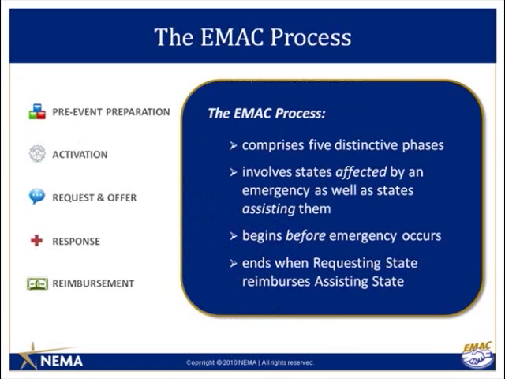Okay, let's shift our attention now to how the EMAC process works. The EMAC process is comprised of five distinct phases. The process involves states affected by the emergency or disaster, as well as those states who may be assisting them in some way. The process also begins before the emergency occurs. That makes sense, doesn't it?